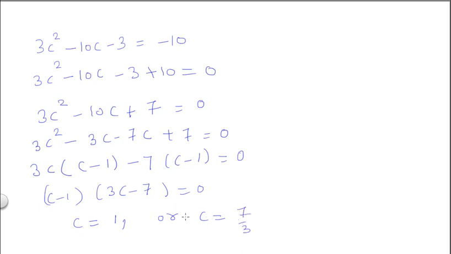Now we need to pick the value that lies in the interval (1, 3). And we know 7 by 3 belongs to (1, 3). Hence the value for c is 7 by 3. So this is how you had to solve your question number 5 of the exercise which was given in your homework part.